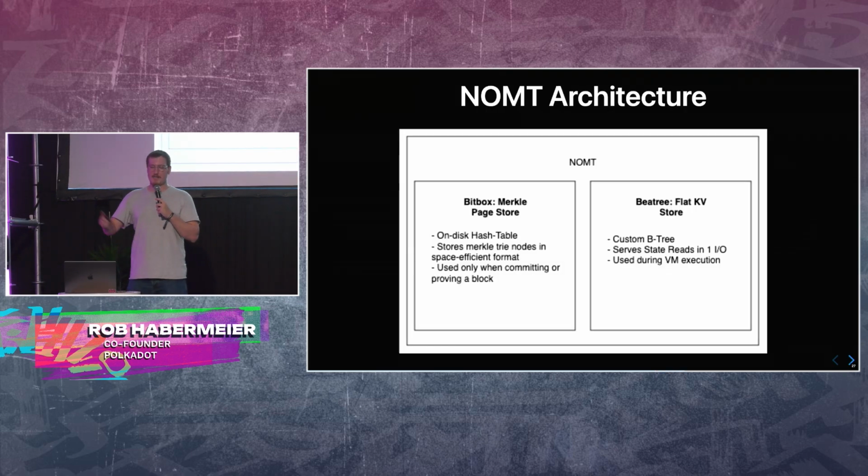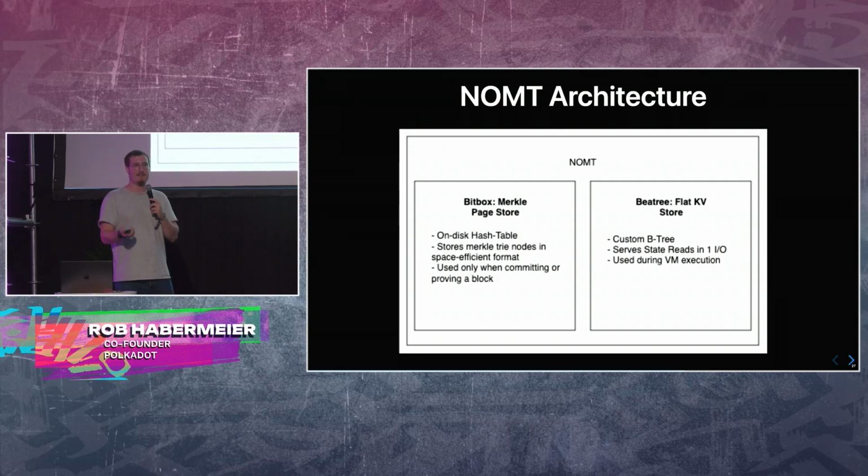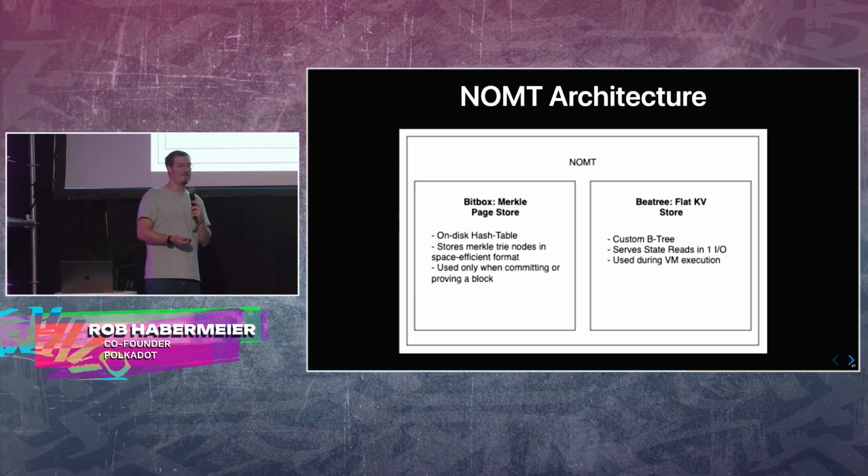So, architecture of Nomt. Nomt is actually 2 databases, not 1. They're optimized for different access patterns. One is optimized for updating and proving. You've done all the transactions in a block, and you want to update it as fast as possible. And one of them is optimized for fast reads. So we have Bitbox and Btree.